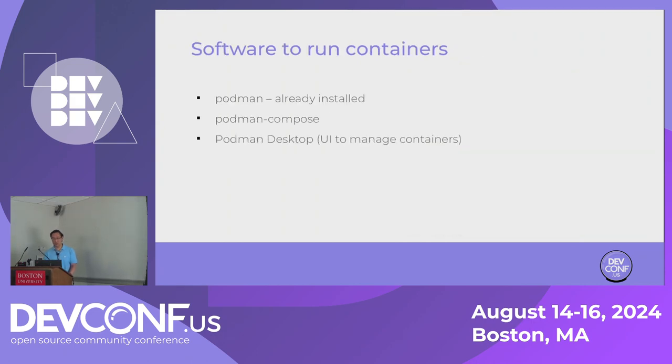So the software to run containers. After installing the OS and making sure that the latest updates are in place, I also made sure we had Podman. So Podman comes with Fedora, so that didn't need to be installed. I did add Podman Compose, which is an extra project that lets you run Docker Compose files. And Podman Desktop, which is a GUI. That's optional, but I like to have that dashboard that it shows with information about the pods running.